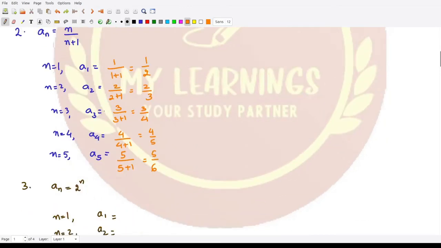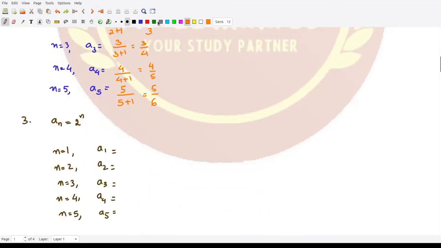Next, let us move on to the next question. Here the general term is given by 2 raised to power n. So for the first term, we need to put n is equal to 1 here. So it would be 2 raised to power 1, and when you solve 2 raised to power 1, it is just 2. For a2, we need to put n is equal to 2. So we would have 2 raised to power 2, which is 2 into 2, and it is 4, right? For a3, we need to substitute n is equal to 3 here. So it would be 2 raised to power 3. In place of n, we are writing the values, right?